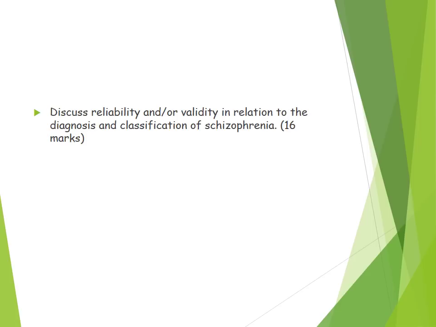So what is reliability? How can we test reliability, and what are the factors that can affect reliability? So that could be the cultural differences that affect diagnosis. So the fact that Americans are more likely to diagnose someone with schizophrenia than someone from the UK. And then validity, what it is, a test of accuracy, and the factors that might affect it, such as symptom overlap, comorbidity, and gender bias. Then you'd move on to your evaluation points about whether we are reliable and valid in the diagnosis of schizophrenia.